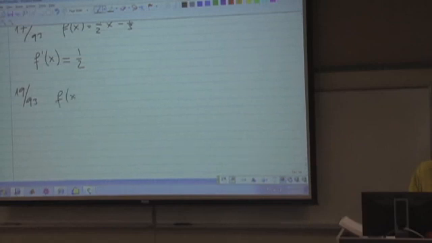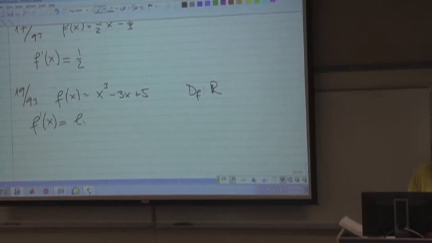Okay, so f of x is equal to x cubed minus 3x plus 5. So first of all, what is the domain of f? This should be a hard one. Negative infinity to positive infinity, or all real numbers, right?